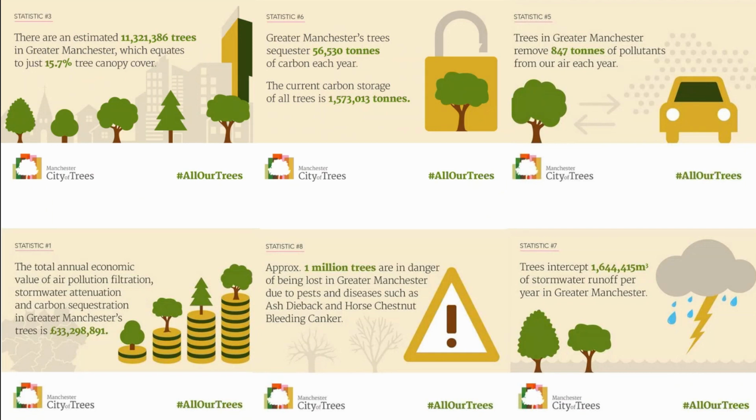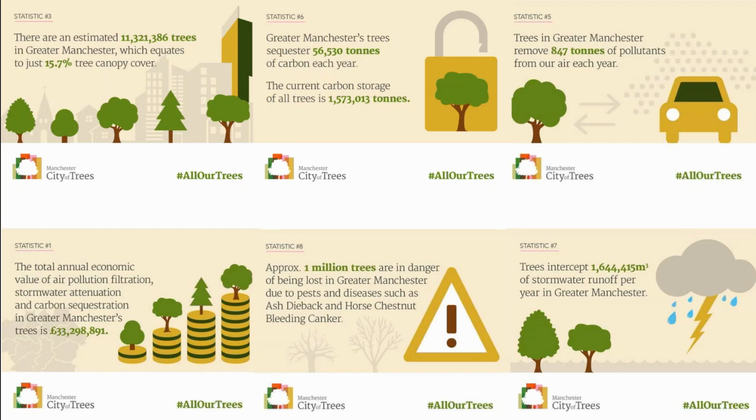So happily, the figure we got in terms of the number of trees, so 11 million trees, 15.7% canopy cover, that chimed already with what we understood from the GM tree audit. So we were happy that this was telling us that this was a fairly accurate figure we were getting out of this model. That each year we're sequestering 56,000 tons of carbon, and all of this stuff. And subsequently, some of these data have then been used in other strategies produced by Greater Manchester. So that was a real win for us.